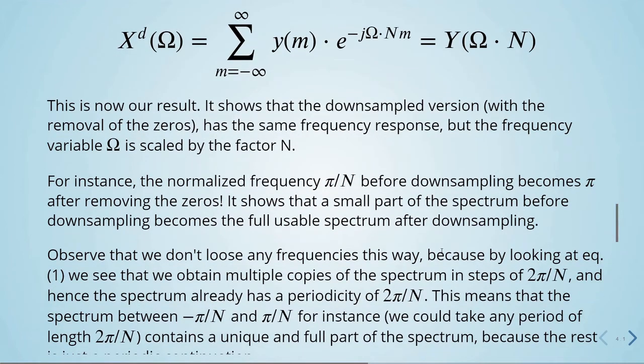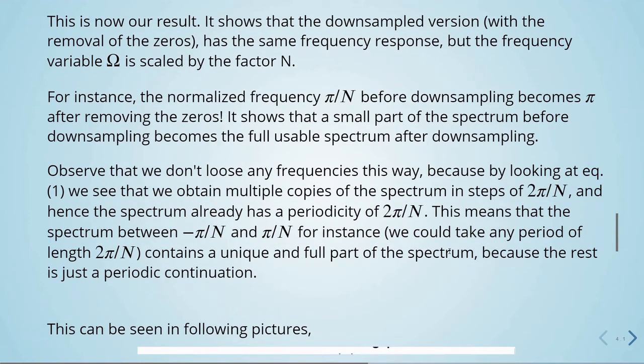So observe that we don't lose any frequency in this way, because we had multiple copies of the spectrum in steps of 2 pi divided by N, and the spectrum already has a periodicity of 2 pi divided by capital N. This means that the spectrum between minus pi divided by N and pi divided by N, for instance, but we could take any period of length 2 pi divided by capital N, contains a unique and full part of the spectrum, because the rest is just the periodic continuation.